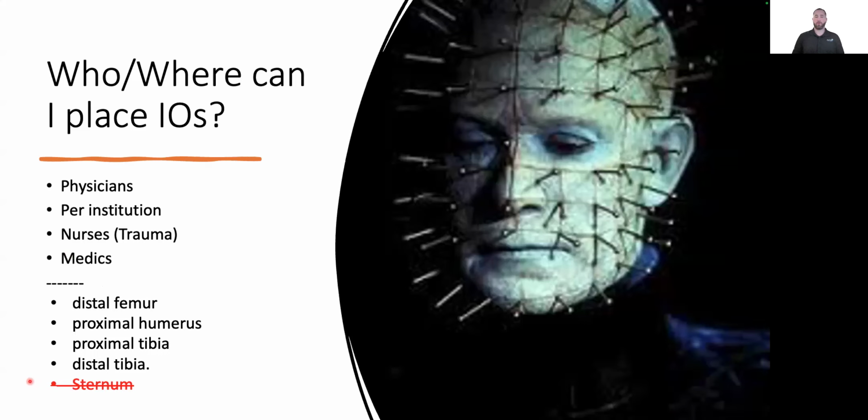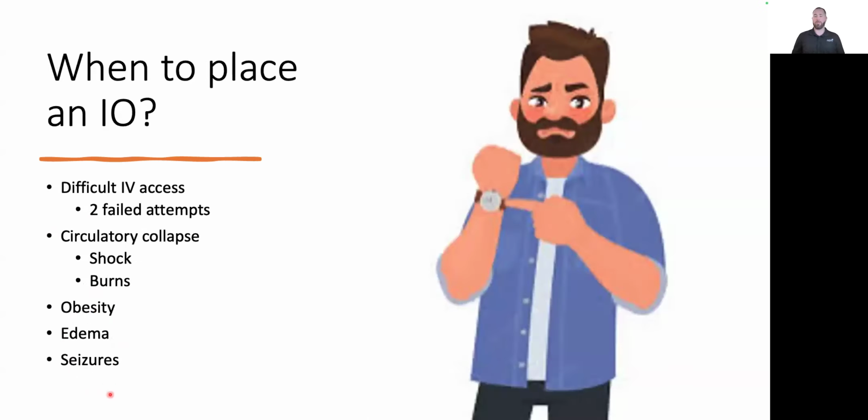Here we're talking about intraosseous placements, or IOs, and these can be placed by physicians and, depending on your institution's policies, sometimes trauma nurses, medics, etc. The location is typically going to be your distal femur, maybe the proximal humerus, and the tibia is a common spot, as well as the distal and proximal portions. The sternum is not a location that we recommend placing this for obvious reasons.